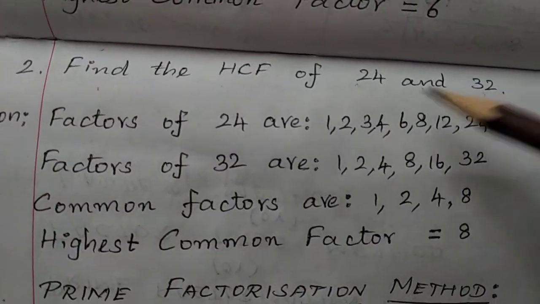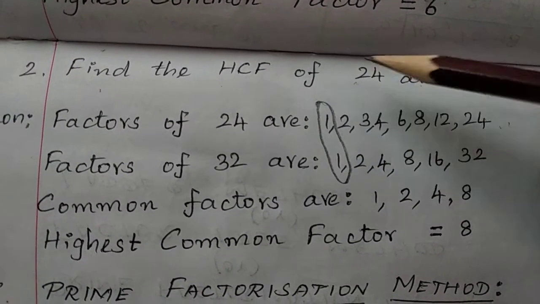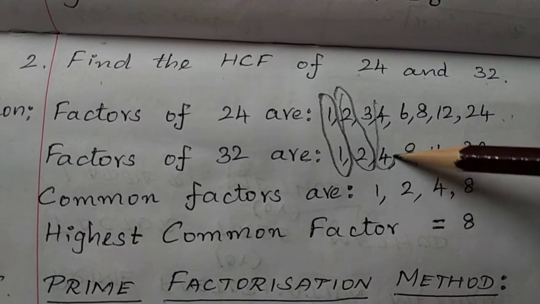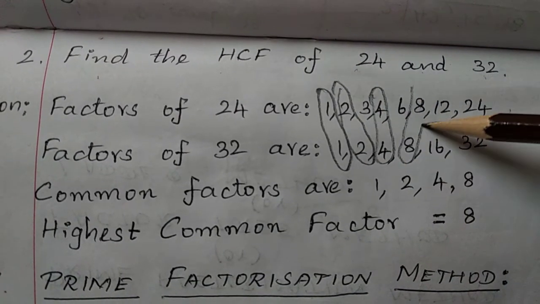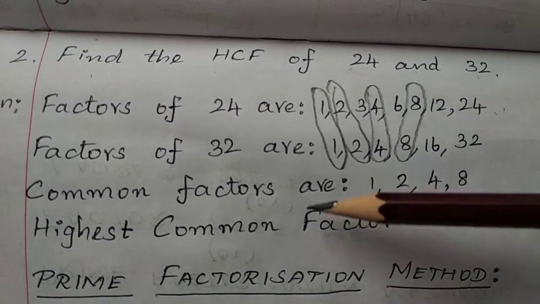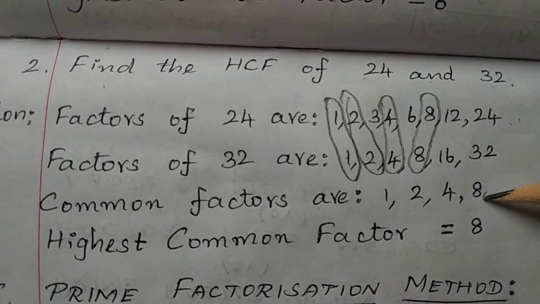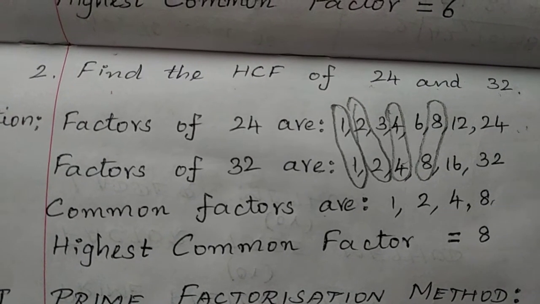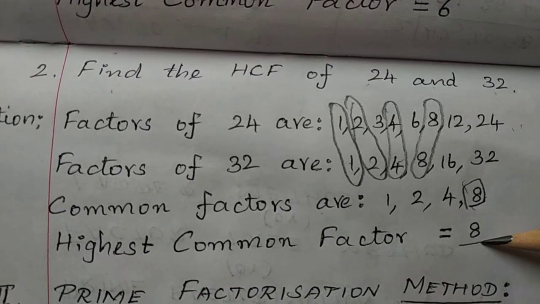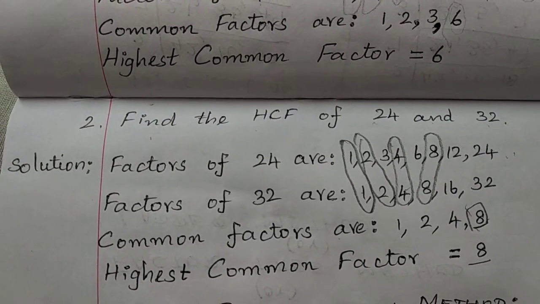Now we have the factors of 24 and 32. See, 1 is common, 2 is a common factor, 4 is a common factor, 8 is a common factor. Like common multiples, common factors should be written only once. So common factors are 1, 2, 4 and 8. What is the highest common factor, or what is the largest value of the common factors? 8. So 8 is the HCF. Now the method of factorization is over.